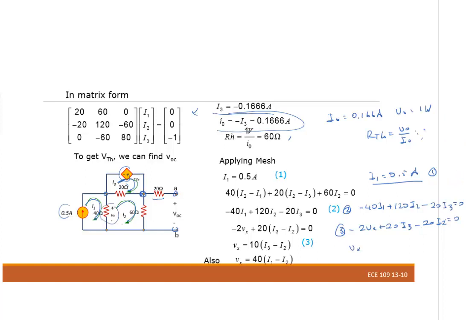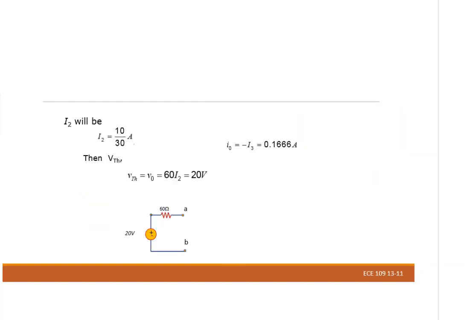What is Vx? I look at the Vx right there. Vx is basically equal to (I1 minus I2) times 40, where I1 is 0.5, so (0.5 minus I2) times 40. Apply this: two equations, two unknowns, and you can find them easily. So I0 equals negative I3, which you can find from there, and we can find VTH easily. So we can represent this in a simple way with one source VTH and one series resistor.